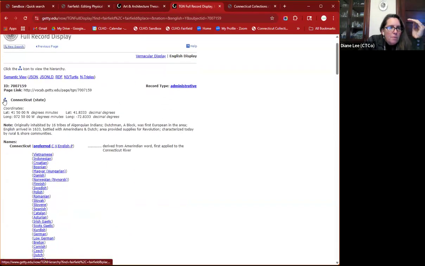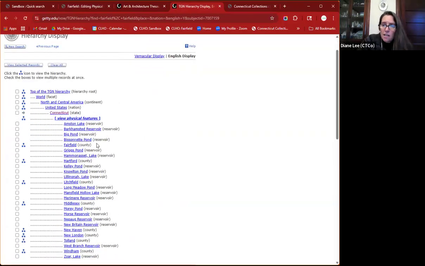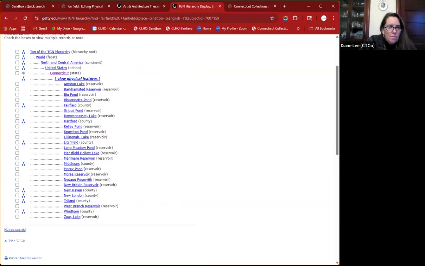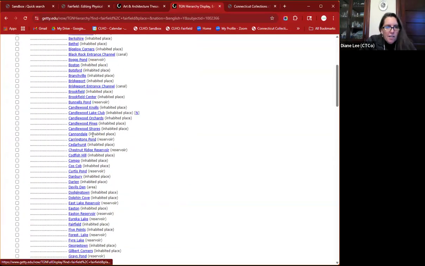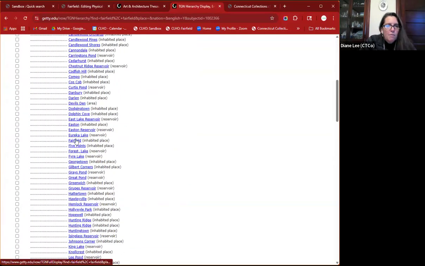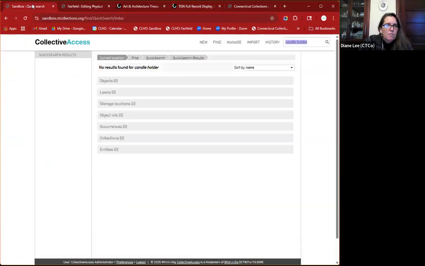Let me open that up. Should go by county next. Again, you get a lot of other things in there, like reservoirs and ponds and rivers and things like that. Britton Reservoir, Fairfield County. Yes, yay, there we are. Aspetuck, all the stuff in Fairfield County. We can keep going through Fairfield Inhabited Place. Finally. So now I'm going to take this ID here and copy it.